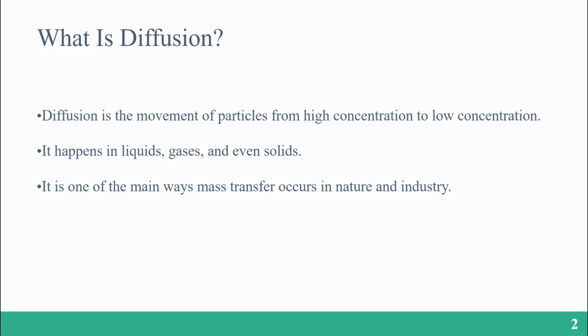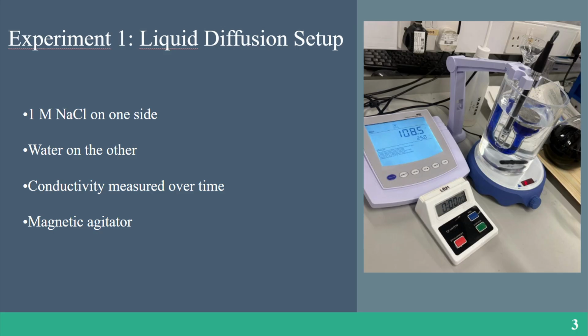Before discussing the results of the experiment and the experimental procedure, first let's briefly talk about what diffusion is. Diffusion is the transfer of particles from a high concentration to a low concentration, and diffusion occurs in all states of matter, for example, liquids, gases, and even solids, and it is one of the main ways that mass is transferred in nature and in industry.